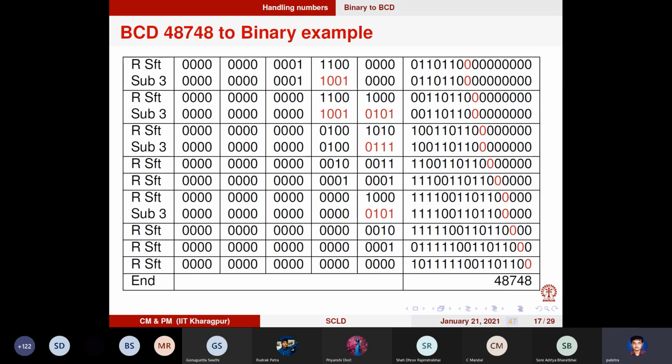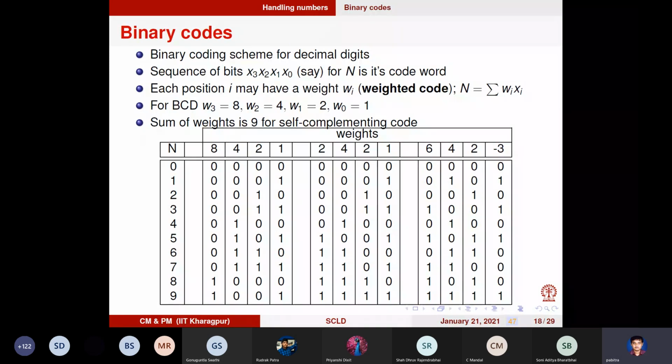All right. So this is a class of codes which we call weighted codes. You can have different weights. For example, you can have weights of 2, 4, 2, 1. You can also have negative weights, like 6, 4, 2, minus 3. There are two properties of these codes which we'll study. First, we'll study what is called a self-complementing code. By the way, these binary strings we'll call code words.